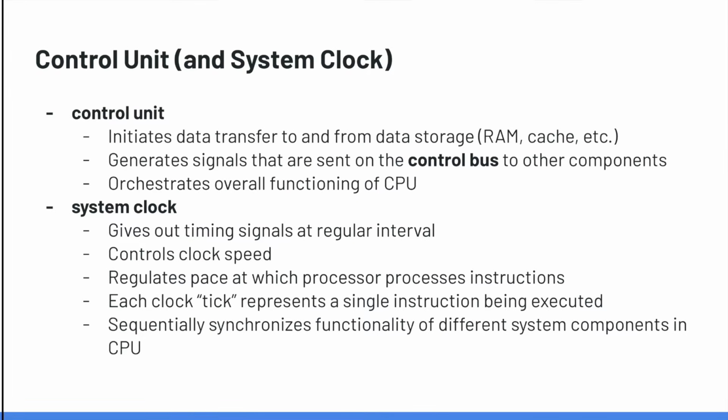Now that we've talked about the ALU, let's talk about the conductor of the so-called symphony that is the CPU. This is the control unit, and the control unit works in tandem with something called a system clock. We briefly referred to this early on.